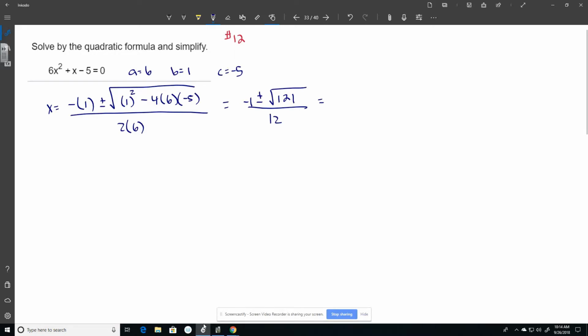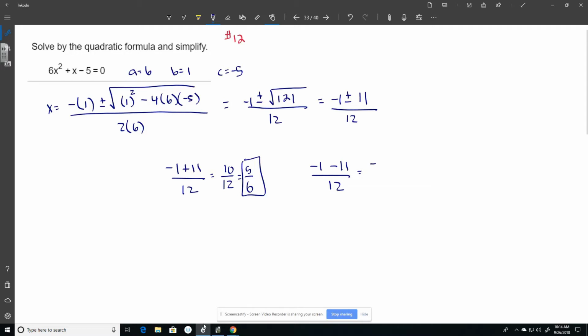Well, this simplifies further. Negative 1 plus or minus square root of 121. That's a nice number. That's 11. And I can divide that by 12. So now here's where I need to split this into 2 problems because of that plus and minus. Negative 1 plus 11 divided by 12, and negative 1 minus 11 divided by 12. Negative 1 plus 11 equals positive 10 divided by 12, which simplifies to 5 over 6. That's a great answer. This one becomes negative 12 over 12, which simplifies to negative 1, which is also a pretty good answer.